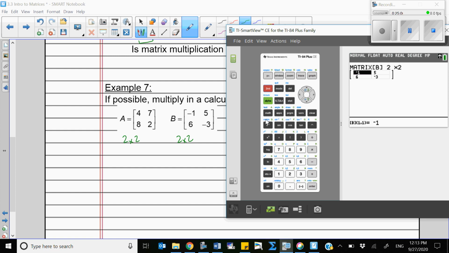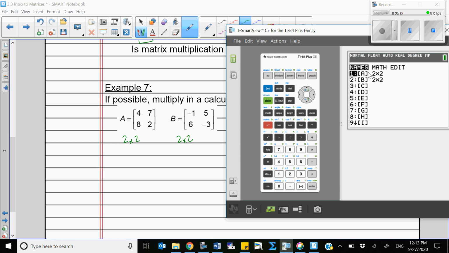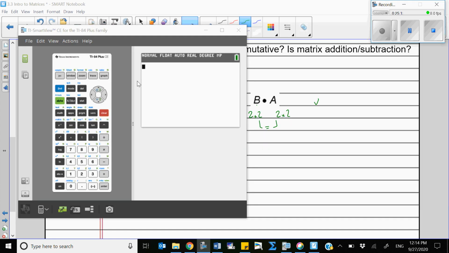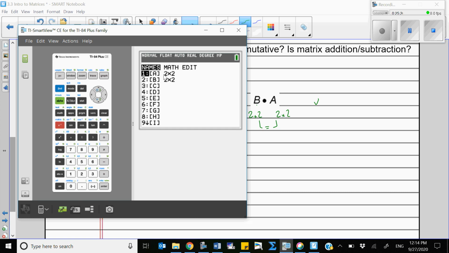Let's go back to the list of our matrices by pressing second, x negative 1. Here I have two matrices. I entered the matrices into my calculator. Now I need to multiply them. We want to multiply B by A. I go to second x negative 1 again to see the list of matrices. The first one that I need is B.